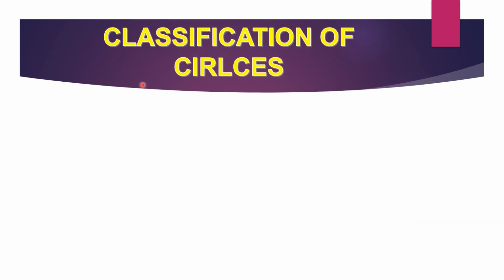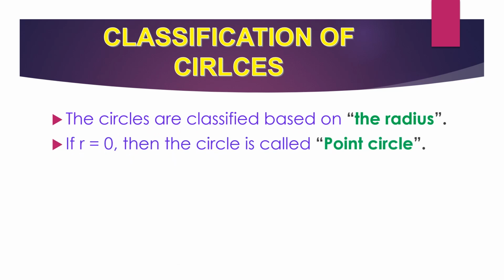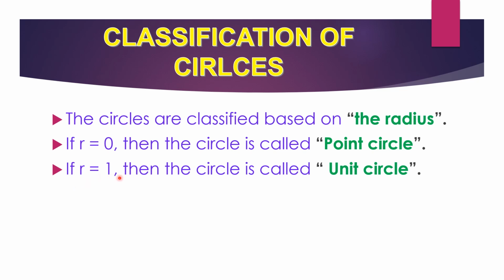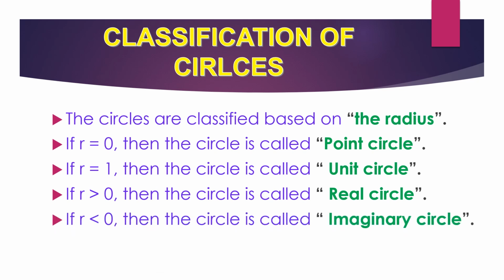Now I am going to classification of circles. We observe that the circles are classified based on the radius. If r equal to 0, then the circle is called a point circle. If radius equal to 1, then the circle is called a unit circle. If r is greater than 0, then the circle is called a real circle. If r is less than 0, then the circle is called an imaginary circle.